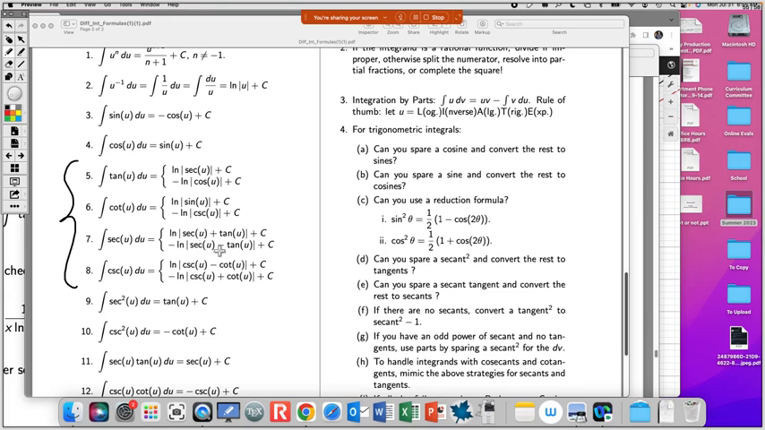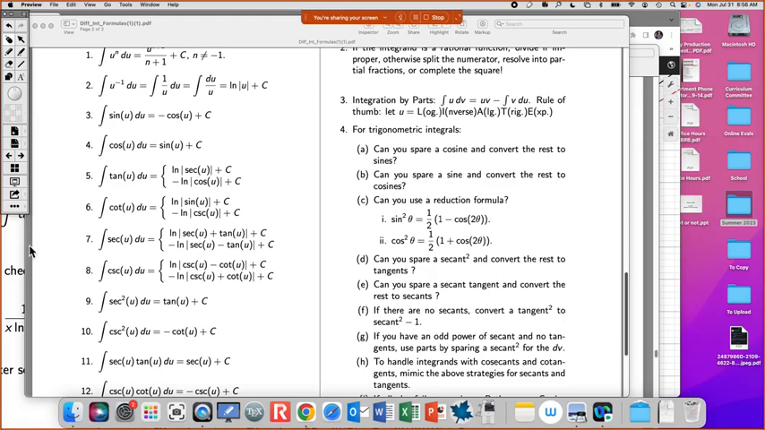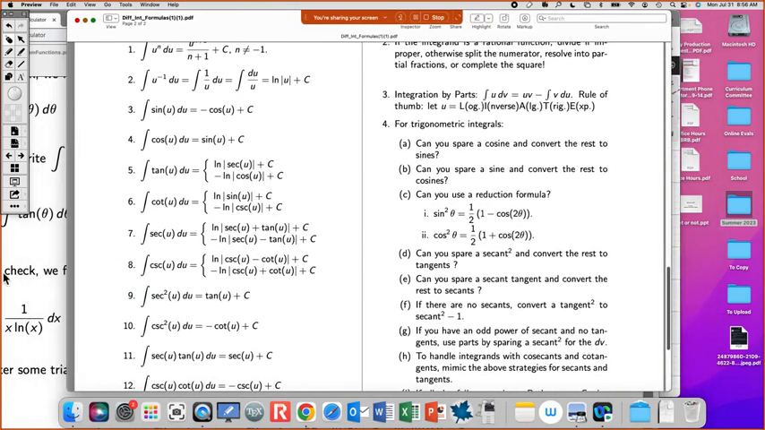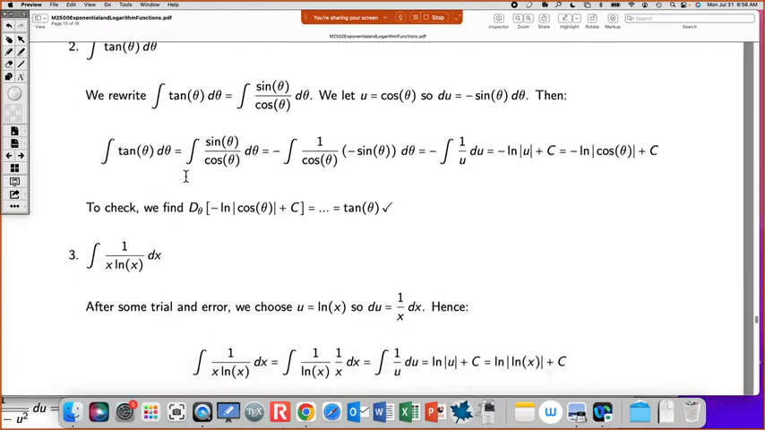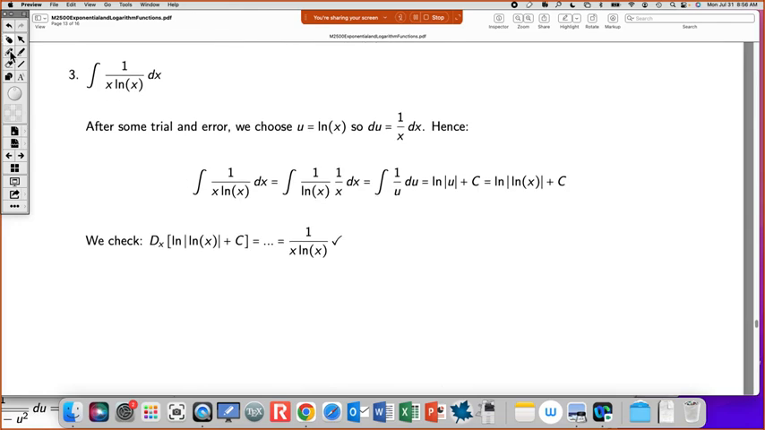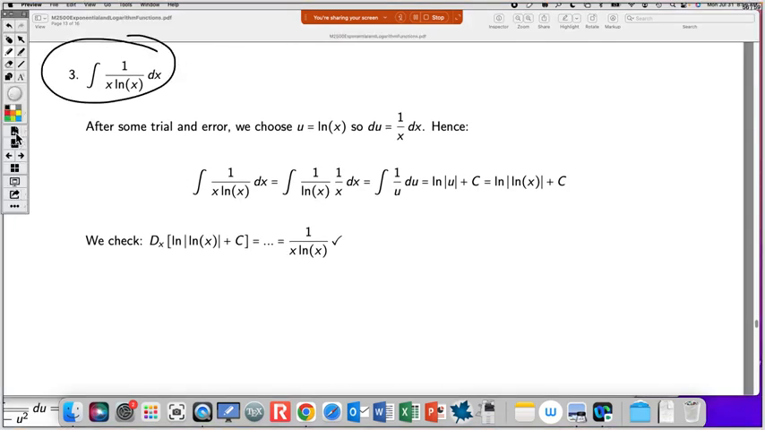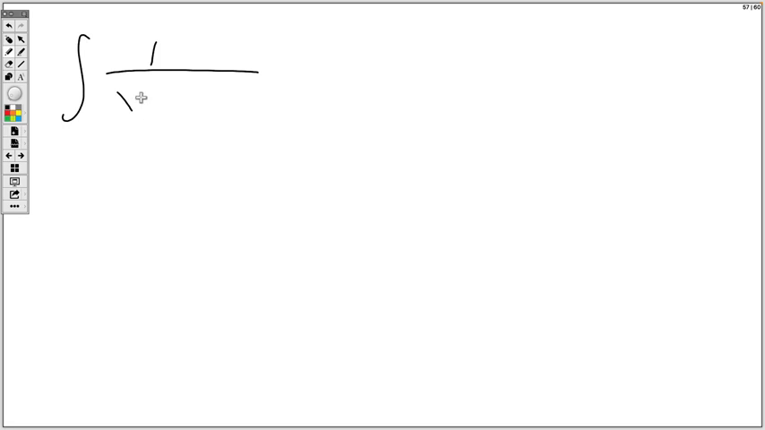Okay. It just depends. You can add these to your index cards. You can have both of them down. Sometimes one may be more convenient than the other. I don't know. Then number 3, integrating 1 over x times the natural log of x dx. We know you got to let u be something.